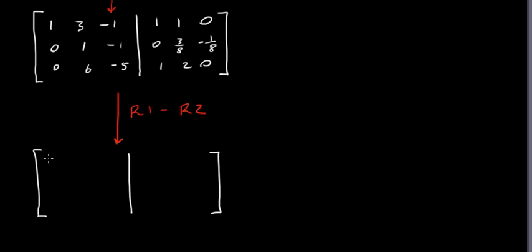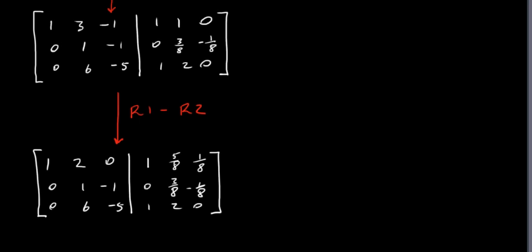1 minus 0 will give me 1. 3 minus 1 will give me 2. Minus 1 minus minus 1, so that's minus 1 plus 1, which is 0. 1 minus 0, which is 1. 1 minus 3/8, well, 1 is just 8/8. 8/8 minus 3/8, that'll give me 5/8. 0 minus minus 1/8 will give me plus 1/8. Everything else is the same then. 0, 1, minus 1, 0, 3/8, minus 1/8. And here I'll end up with 0, 6, minus 5, 1, 2, and 0.